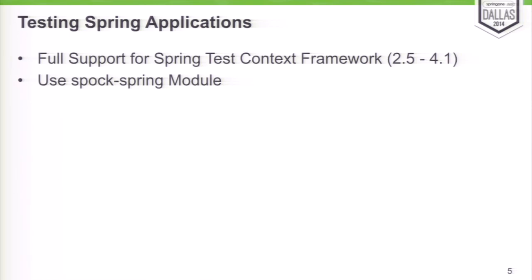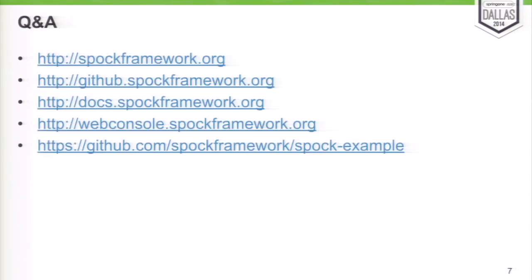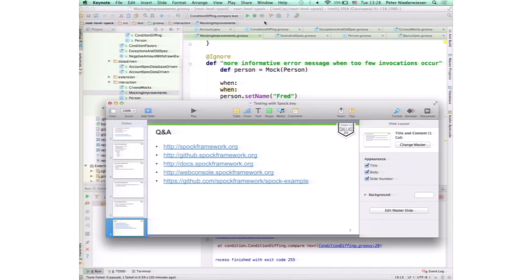And then you use the regular Spring test context framework APIs, the annotations like @ContextConfiguration. It will start up your application contexts. You can inject beans into your Spock test classes. It works exactly the same way as for JUnit, except that you can now write the tests in Spock. And it supports Spring Test Context Framework 2.5 until the very latest. So you should be covered there. So let's have a look.